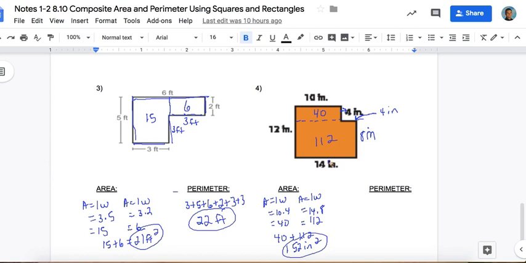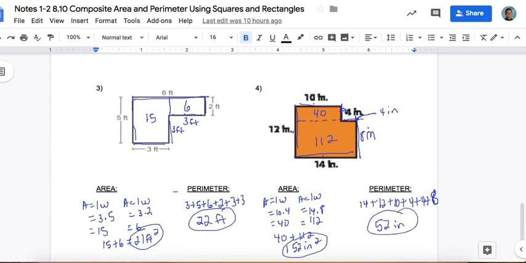Okay, this one, let's count the sides. And we're going to start with this one. So 1, 2, 3, 4, 5, and 6. So I'm going to be adding 6 numbers together. So 14 plus 12 plus 10 plus 4 plus 4 plus 8. And that's 6 numbers, so I add them up and I get 52 inches.